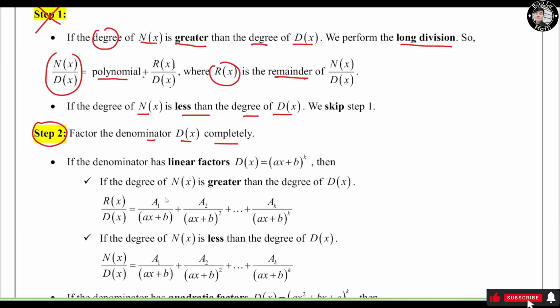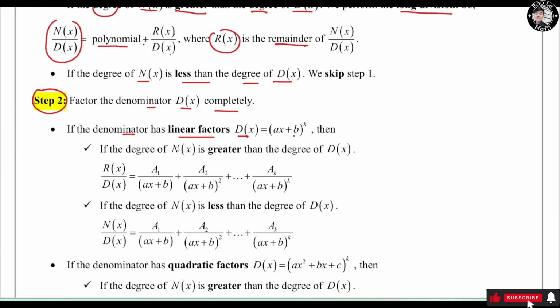Now step number 2, factor the denominator D of s completely. If you want to review how to factor the trinomial, please check out the link in the description below. Now if the denominator has linear factors, D of s equals as plus b raised to the k, then if the degree of N of s is greater than the degree of D of s, we're going to use the remainder, which is R of s over D of s right here.